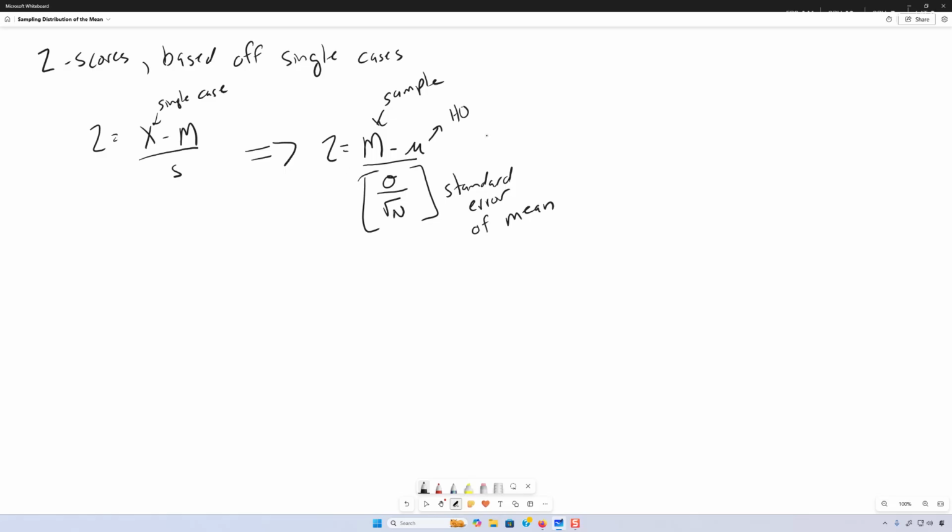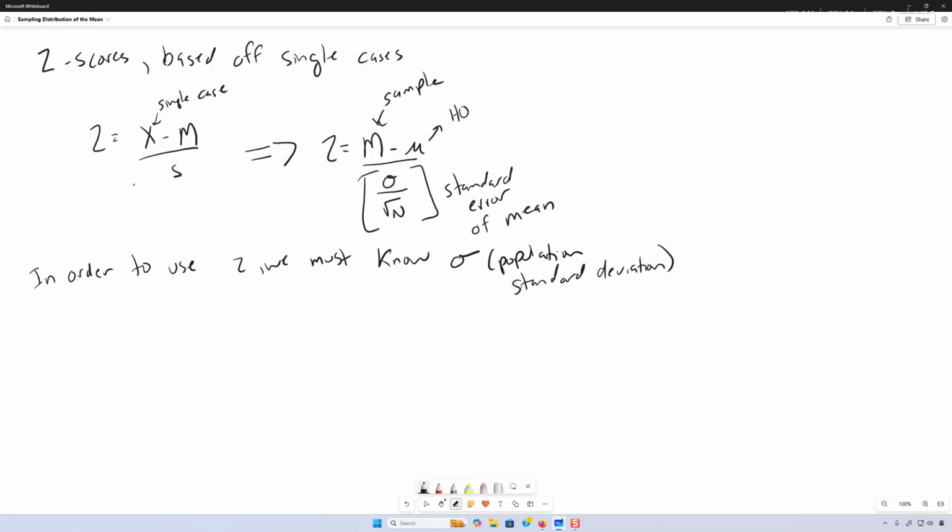And sigma here is the population standard deviation. So in order to use z, we must know sigma, the population standard deviation, right? We have to know that. If we don't know sigma, then we cannot use z.